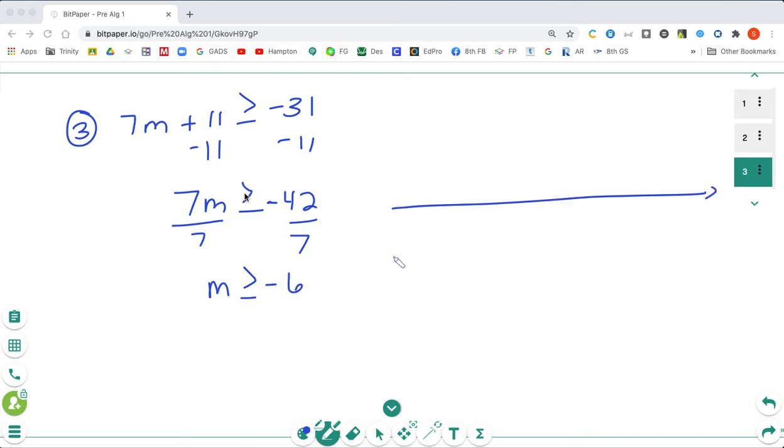I'm going to go ahead and draw my graph. I have my 0, I have my +1, I have my -1, -2, 3, 4, 5, 6.